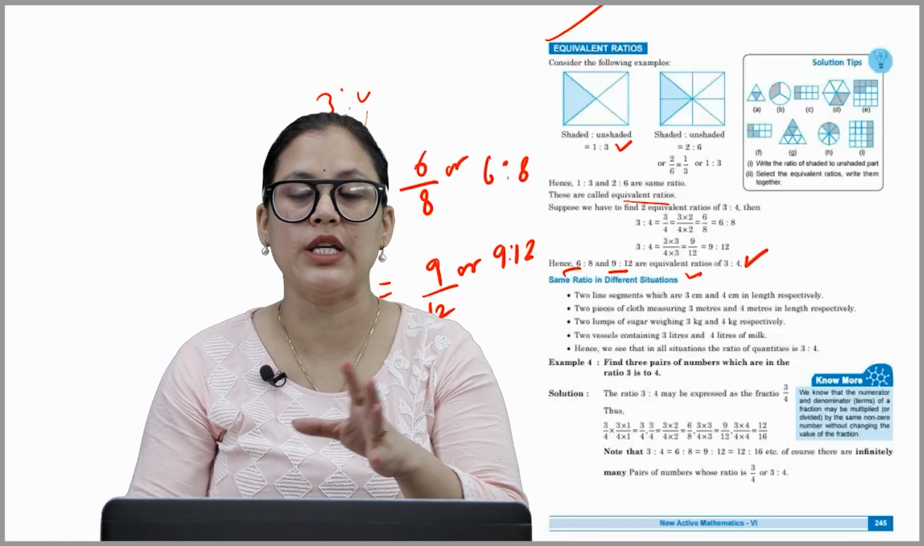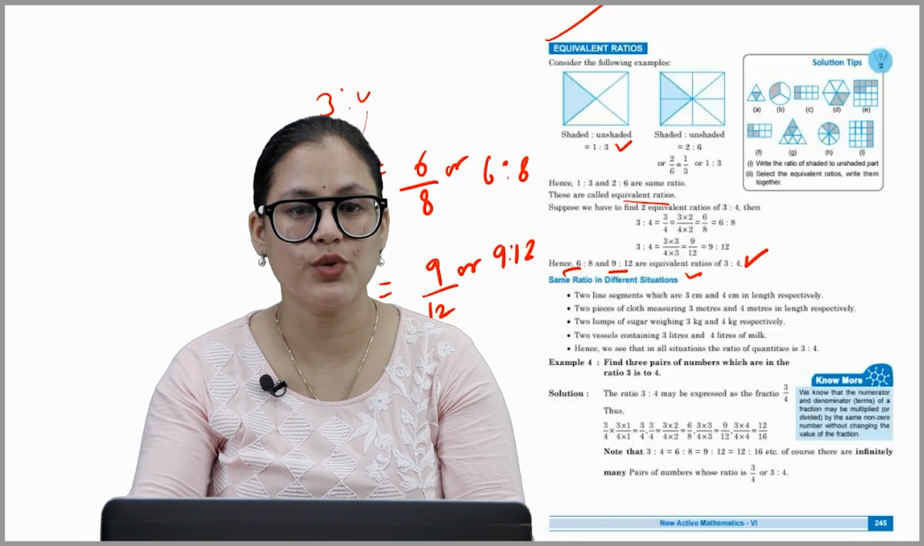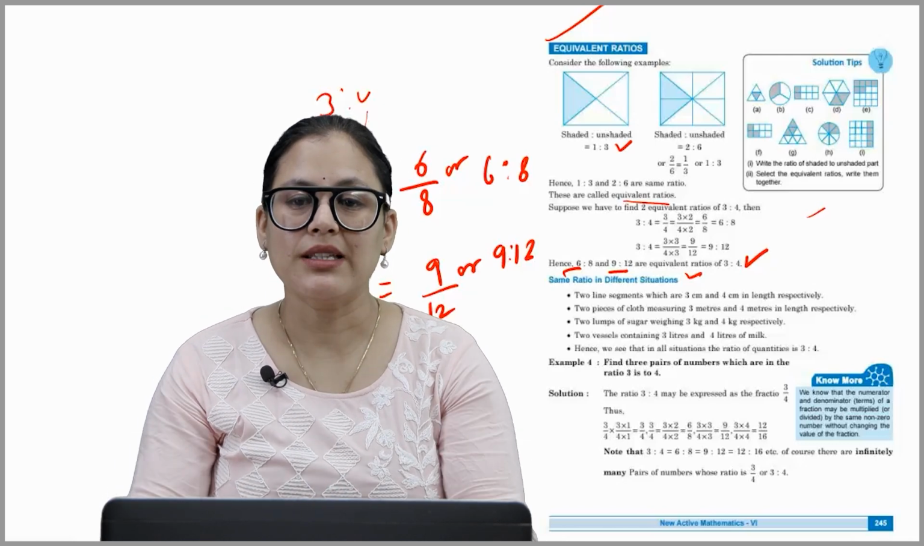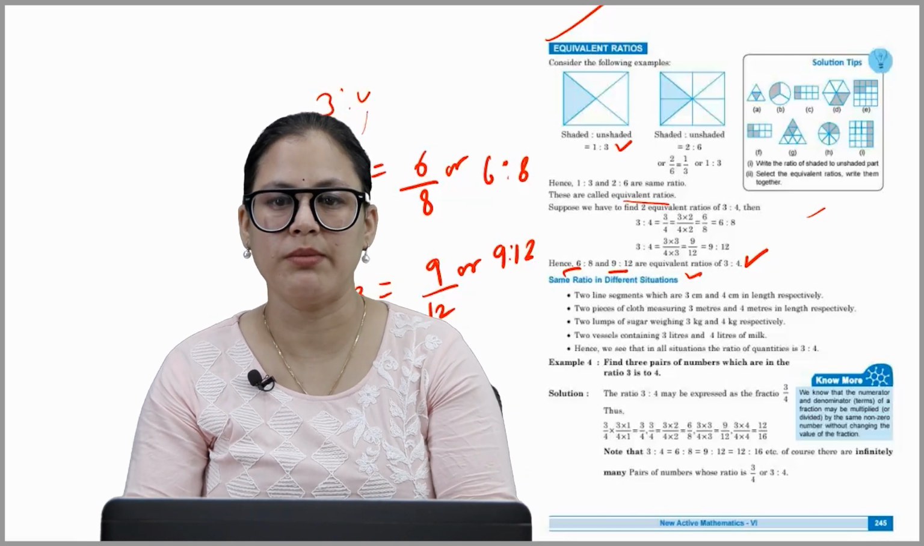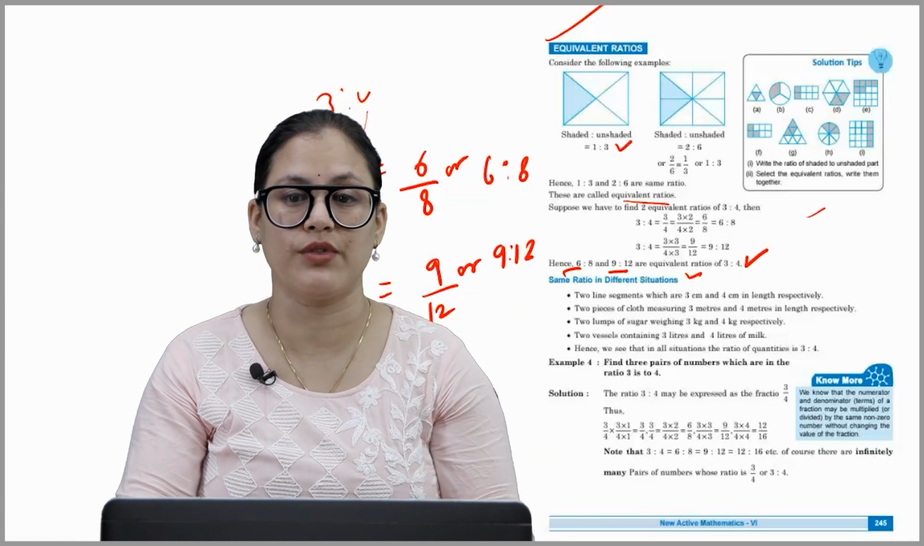Example 4: find 3 pairs of numbers which are in the ratio 3:4. It's like finding equivalent ratios, which we have done here also. So you will do it like that only. We know that the numerator and denominator, or terms, of a fraction may be multiplied or divided by the same non-zero number without changing the value of the fraction.